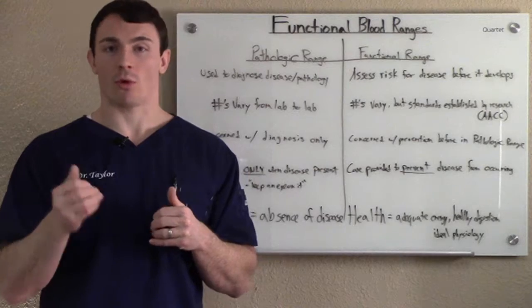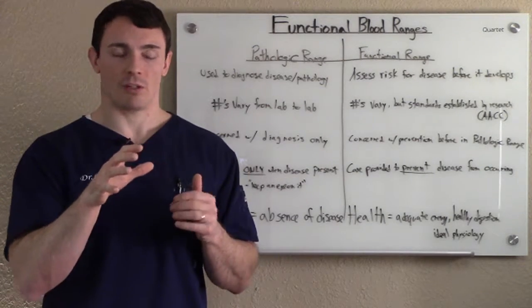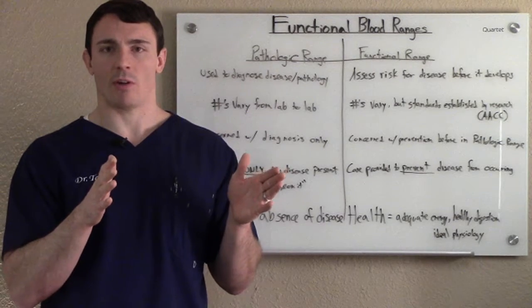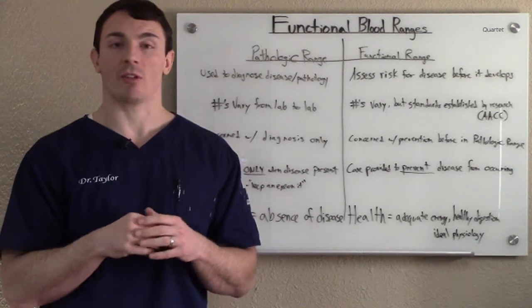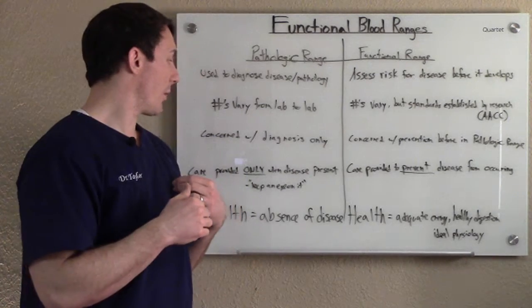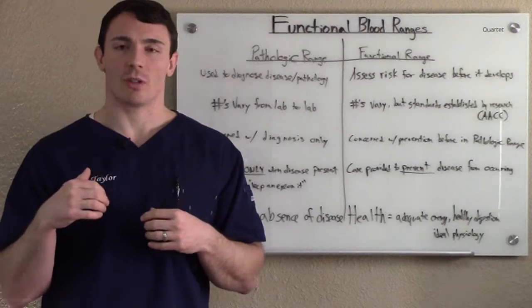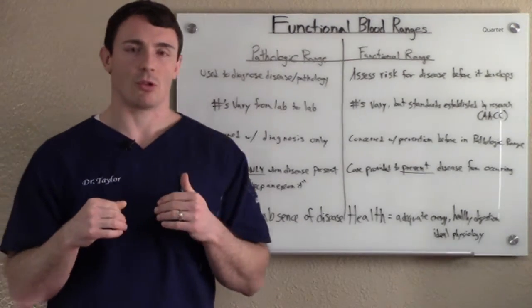You have different authorities, people from research that have come up with these functional ranges. They're really close. They don't vary a whole lot. One of those places, the American Academy of Clinical Chemists, has the numbers that I use here in my office. So if you're concerned with the pathologic range, you're looking at things for diagnosis only.